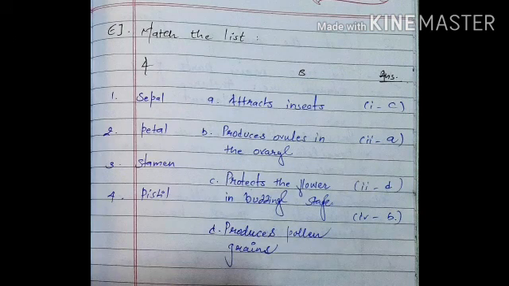So in part A, first is sepal, second is petal, third one is stamen and the fourth one is pistil. In part B, A option is attract insects, B is produce ovules in the ovary, C is protects the flower in budding age and D is produce pollen grains.